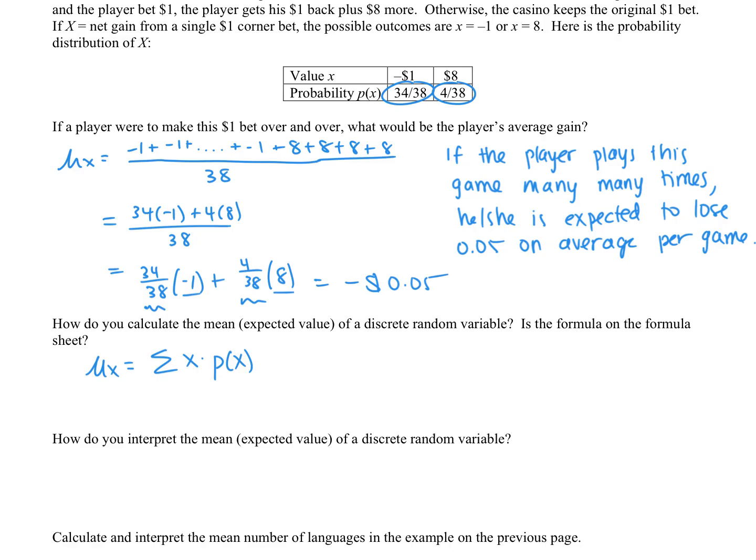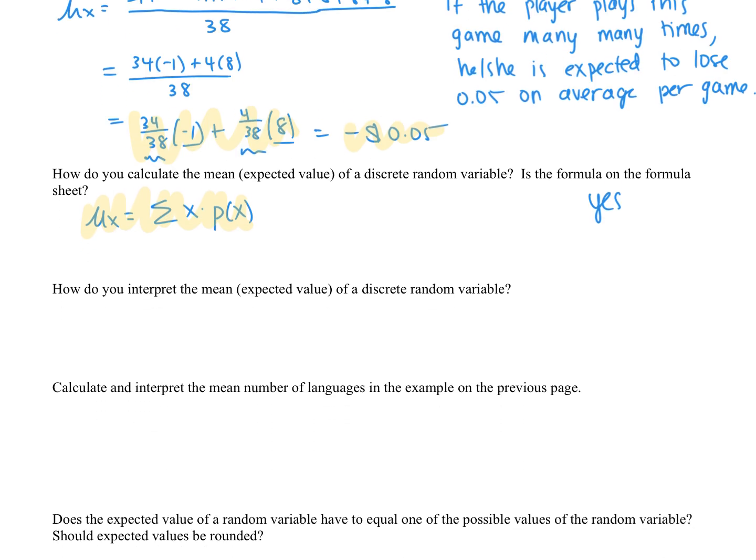Formula. Is it on the formula sheet? Yes. I expect to see work and an answer. So you would need to show this, the substitution, and the answer. I don't need to see the work above it. The work above it was just to find the formula. But I do want to see the formula and the substitution. How do we interpret? It is a long run average, like we interpreted above.